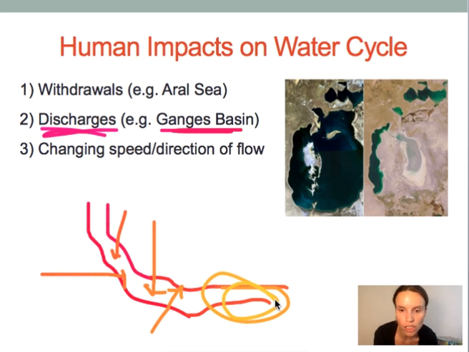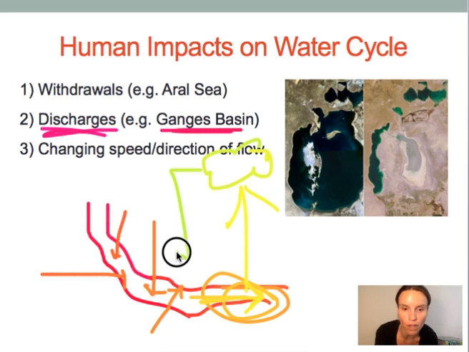So discharges have a huge impact on the water cycle because that water carries those pollutants with it for a long time as it moves through the water cycle. Polluted water that is evaporated up into the atmosphere results in polluted rain falling down over the land, and that's where we get things like acid rain. So that's a big deal.